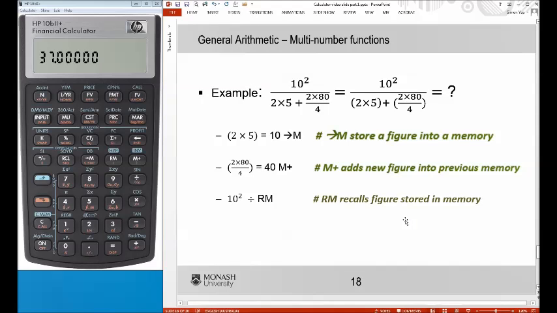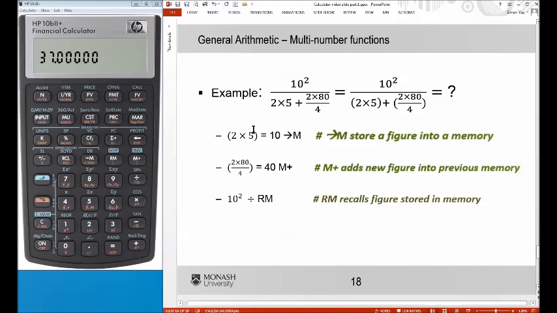Again, before we go into the final approach, let's try the same question as the previous approach, but now using the basic memory functions. So this is our example. We have in the denominator a multiplication plus a combination of multiplication and division. So we need to store the different figures into the memory and add them up together.